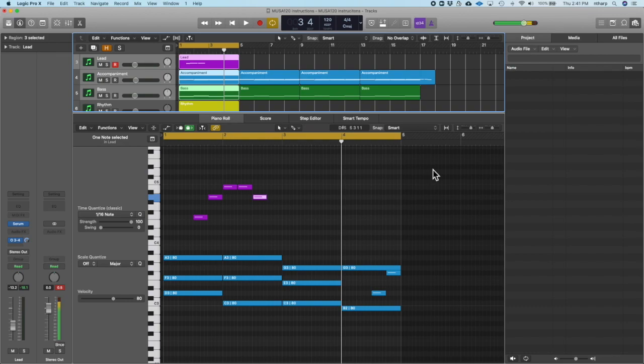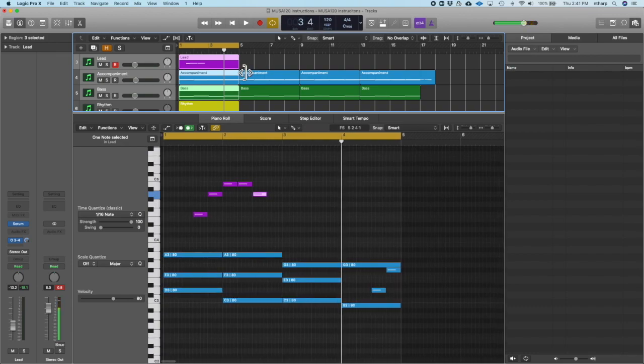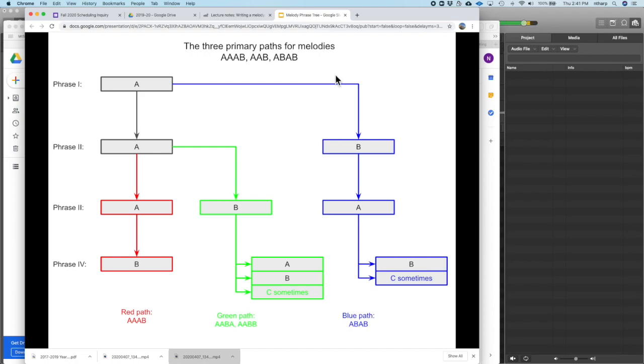Now I want to add a second phrase. And to do that, let's talk a little bit about phrase mapping. After listening to many, many songs in this class, I've come up with this phrase mapping pattern for you to consider. And in this, I have the idea of 3 paths. You have a red path, a green path, and a blue path. And pretty much all melodies follow one of these paths. Now, there's probably some exceptions out there, but I would say that every single melody that I've tried or tested has fit one of these patterns.